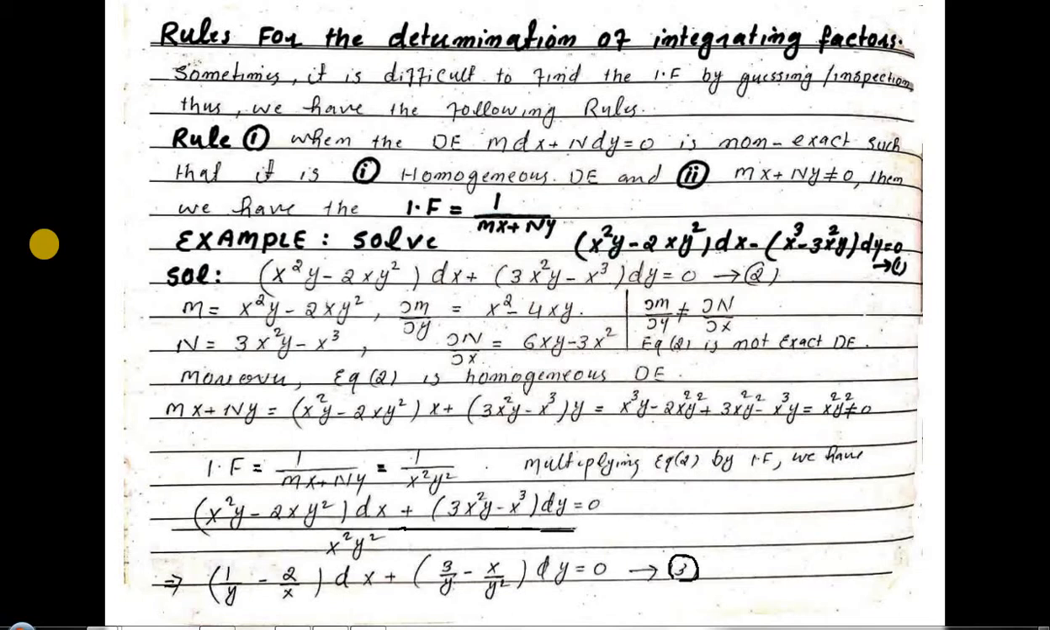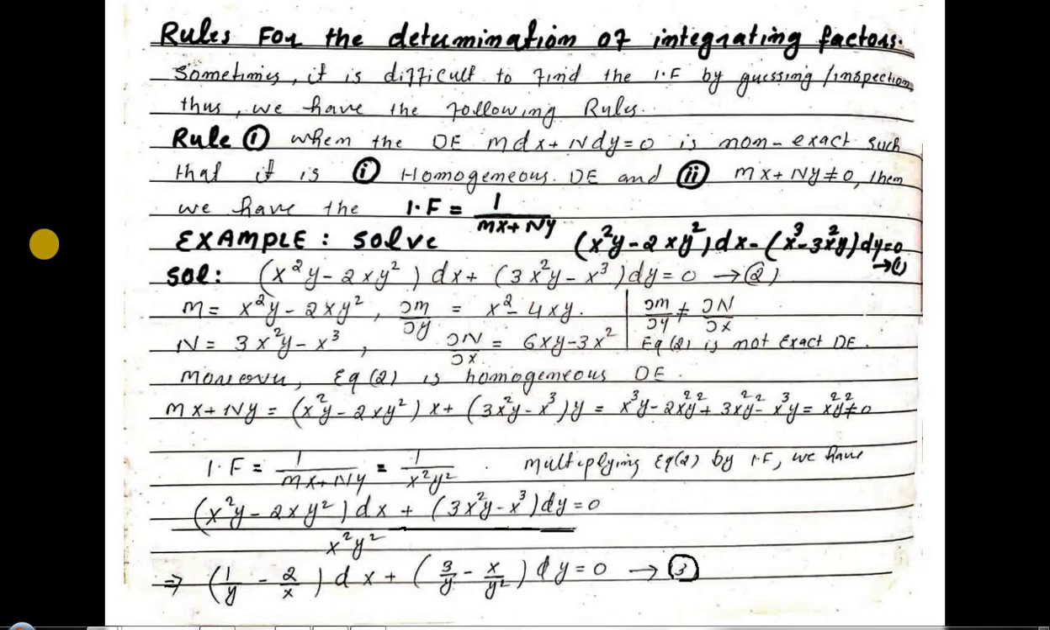Sometimes we have a non-exact differential equation. To make it an exact differential equation, we need a multiplying factor, which is called integrating factor. If we multiply the non-exact differential equation by integrating factor, it will become an exact differential equation.